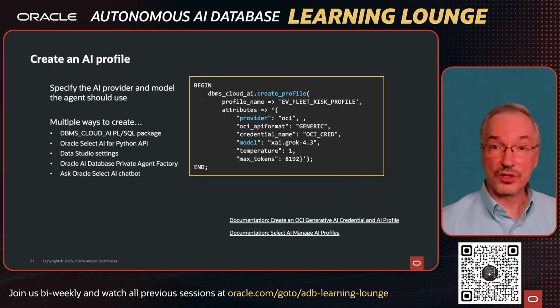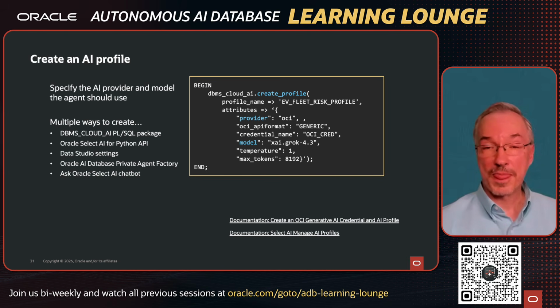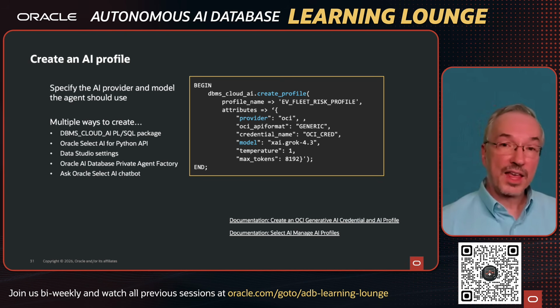And next, you choose your AI provider. Select AI supports a wide range of providers, including OpenAI, Anthropic, Google, AWS, xAI, and others. And here we're using the OCI GenAI service. Note that the cost for the LLMs that you're using are separate from the database. That is something that is your choice to use what you would like.